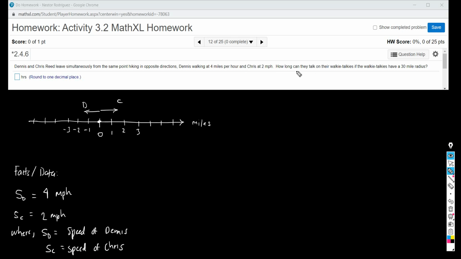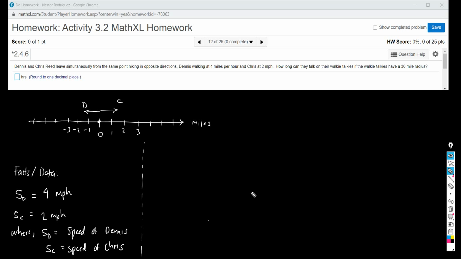Now, question: how long can they talk on their walkie-talkies if the walkie-talkies have a 30-mile radius? Okay, so let me draw a division line here. Let me continue my problem in this space. Always try to work from top to bottom and from left to right. When you run out of space, like I just did, draw a line, and start working here.